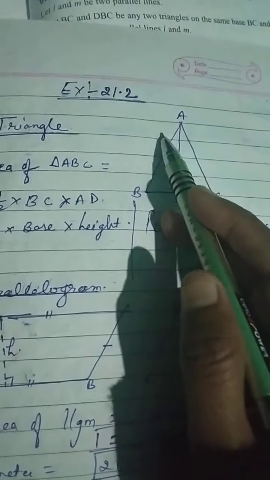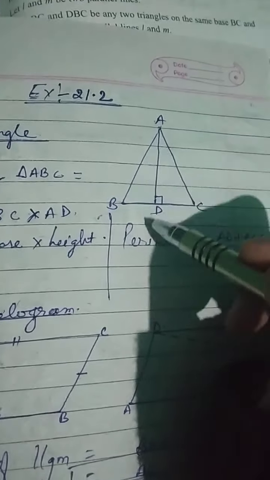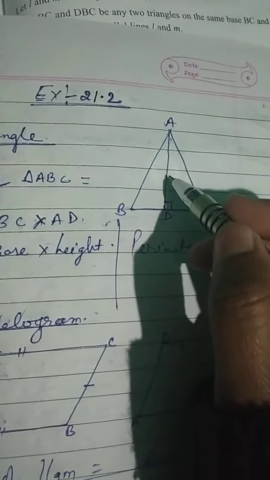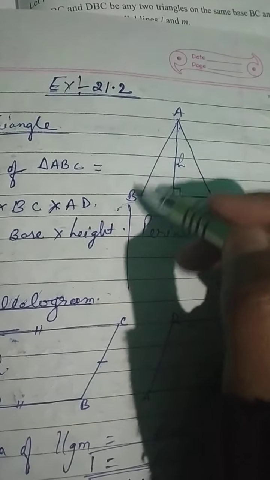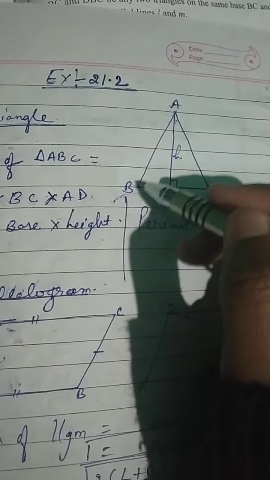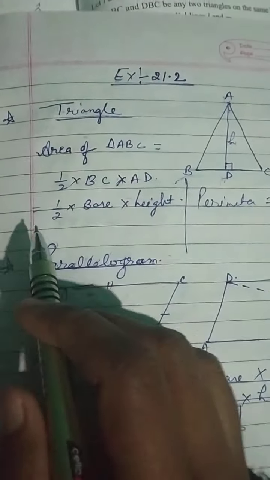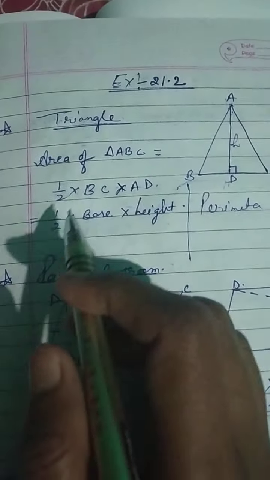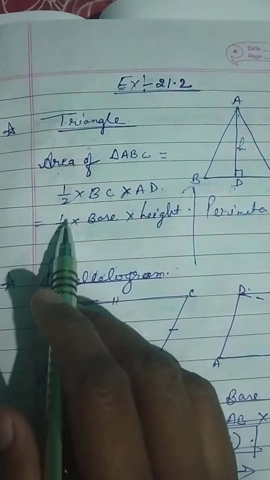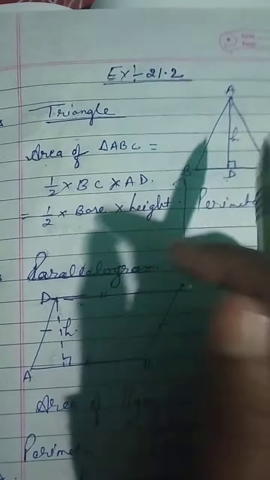This is a triangle. It has three sides, and this is called the altitude. Altitude is the height of the triangle. This is a triangle with sides AB, AC and BC, and this is the altitude. We have to find out the area of this triangle. What is the formula for this? So area of triangle is equal to half into base into height.